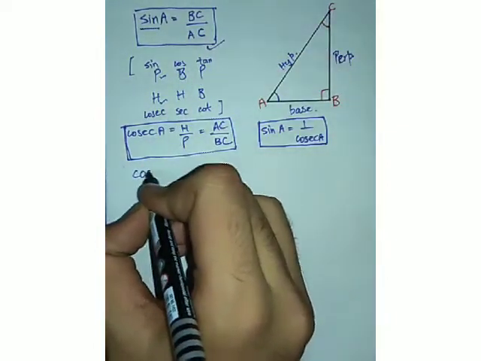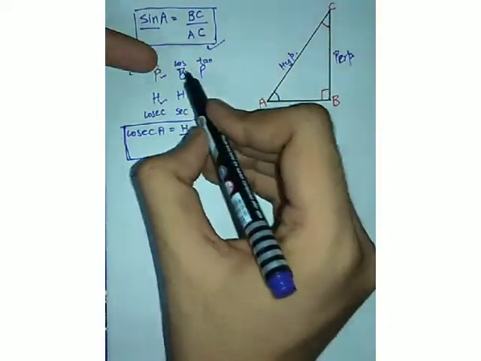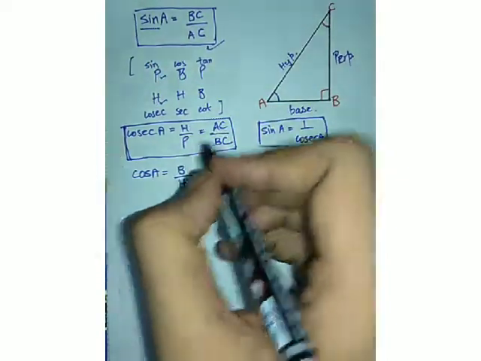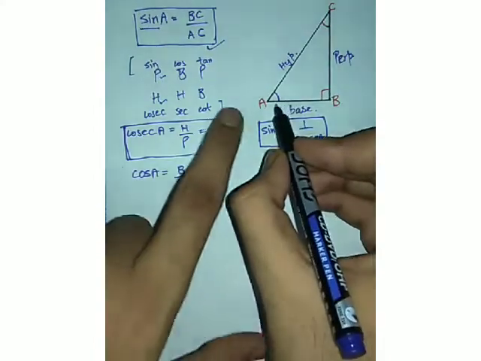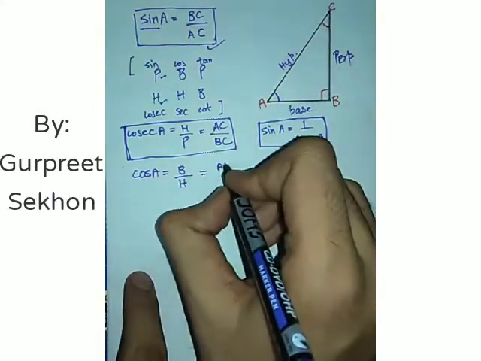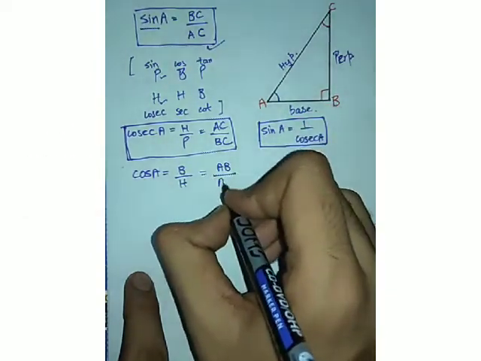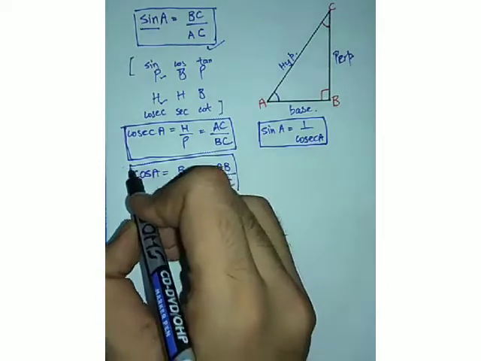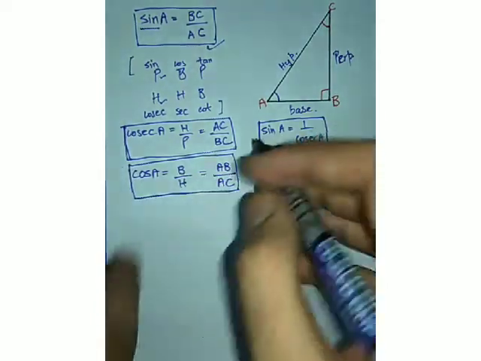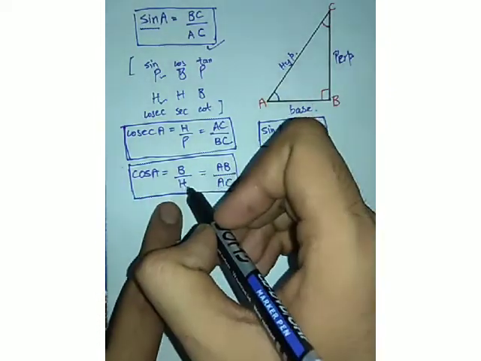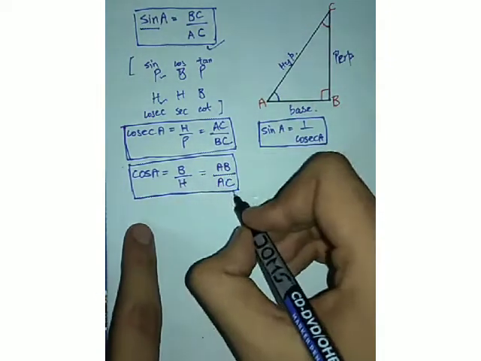You can clearly see that cos A is equal to b upon h, that is base upon hypotenuse. Now what is our base? That is AB. What is our hypotenuse? That is AC. In this way we can find the value of cos, and please keep this in mind that cos is always equal to the ratio of b and h, that is base and hypotenuse.